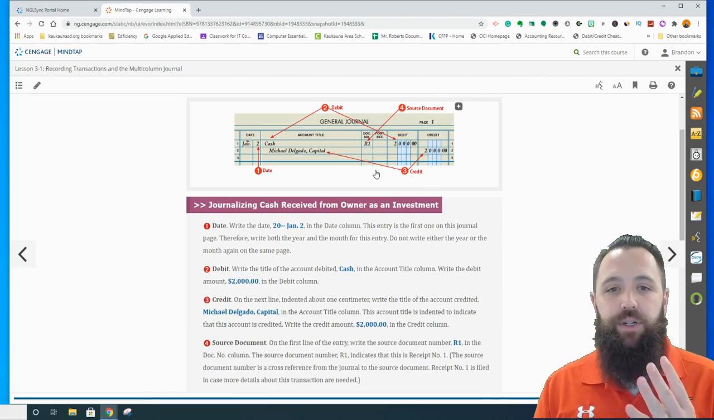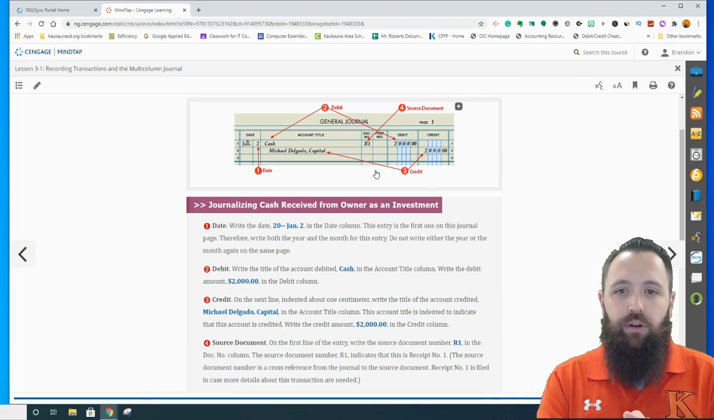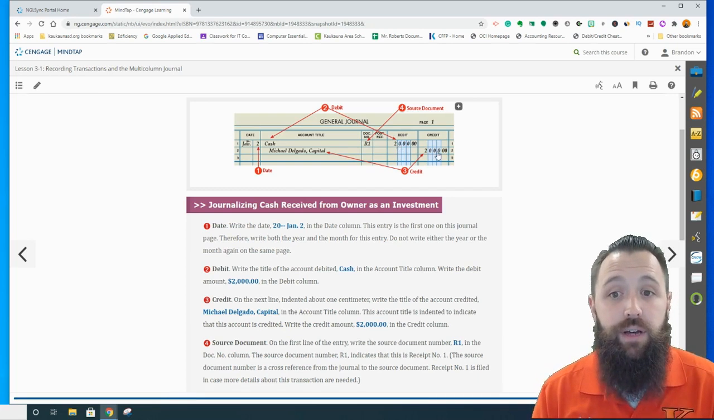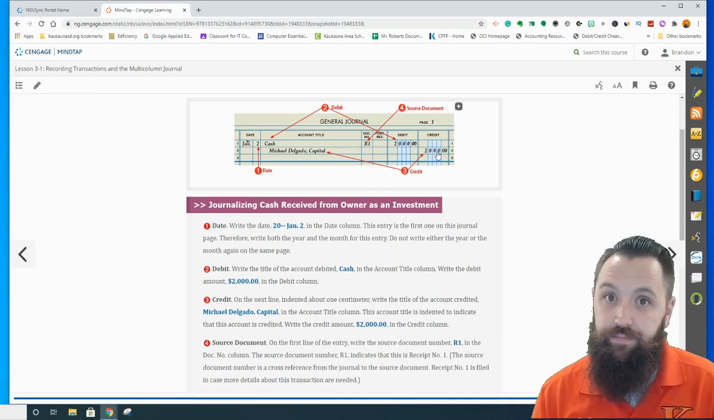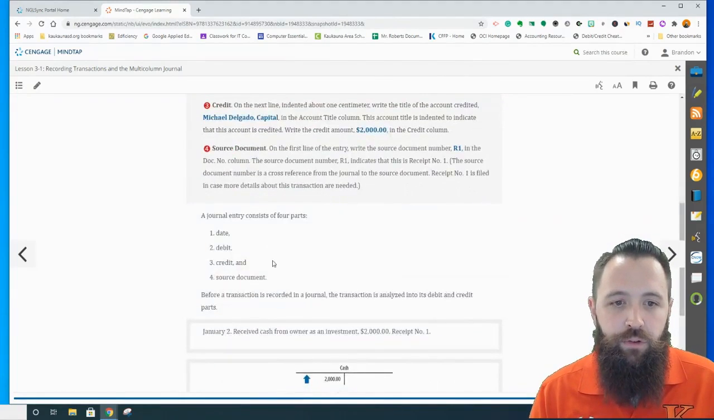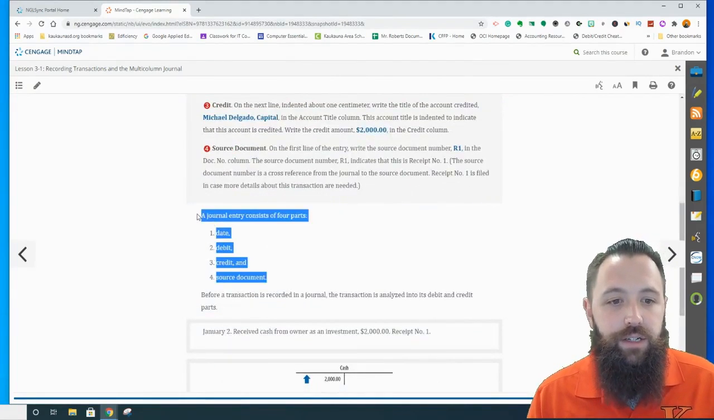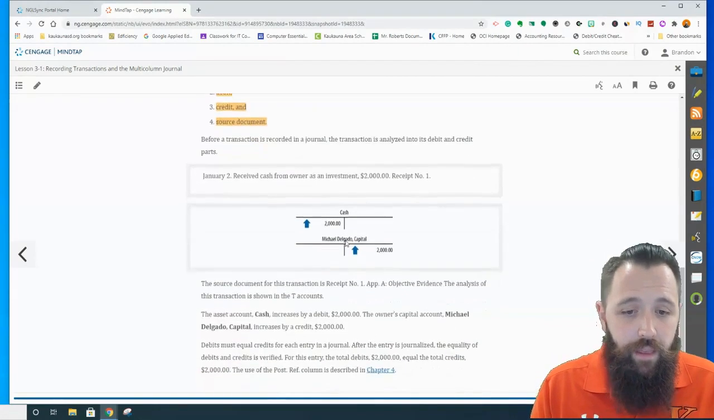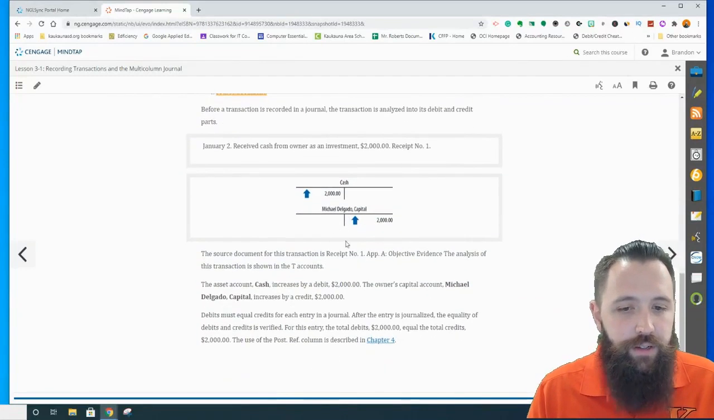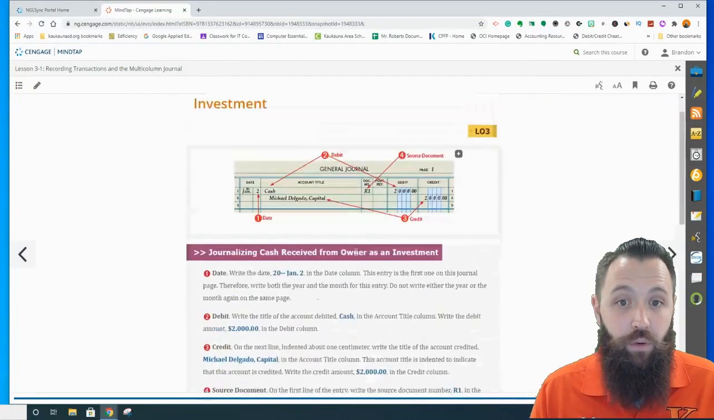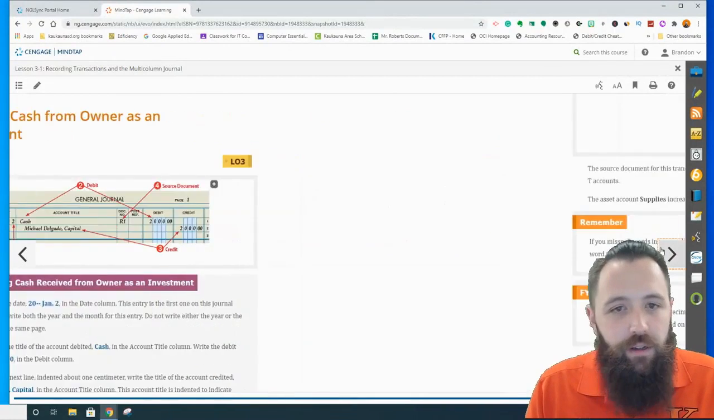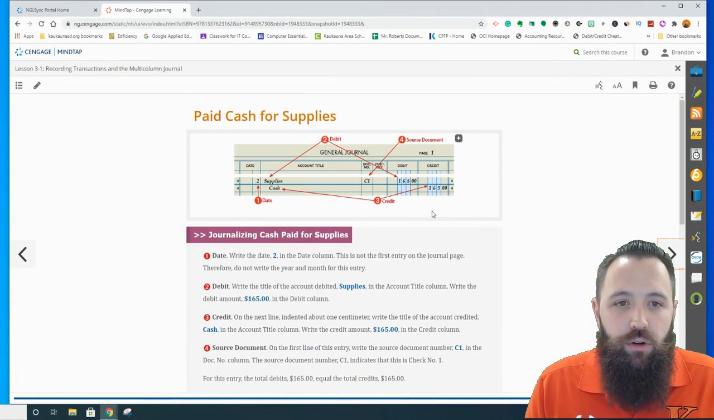So 4 steps here. When we look at this transaction, do we go, is the accounting equation in balance? Yes, it is. We have debits of 2,000 and credits of 2,000. Okay, so the journal is going to consist of these 4 parts: date, debit, credit, and then the source document. And really what we're doing is the same thing that we've done before. Now we are just journalizing it in the general journal. So that's one transaction. Let's go through another.